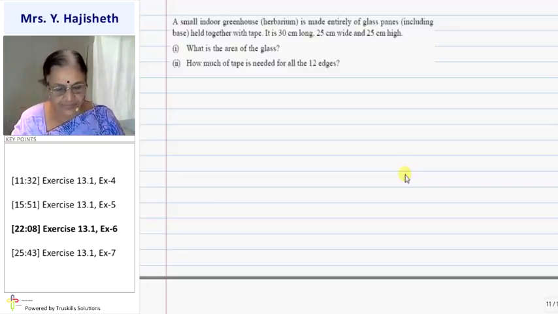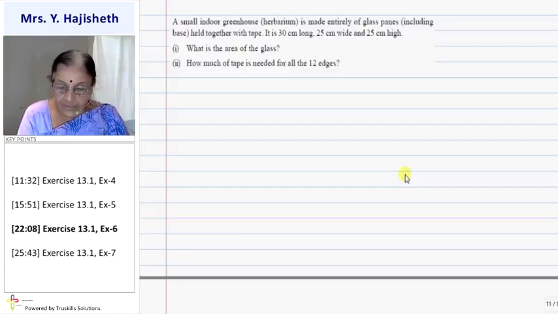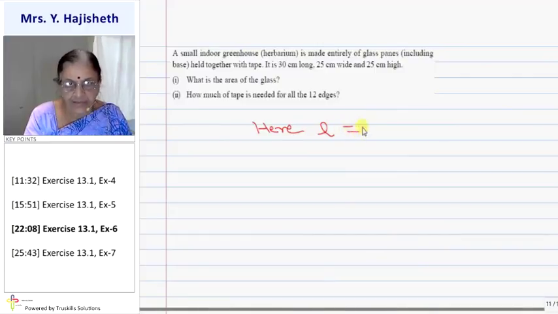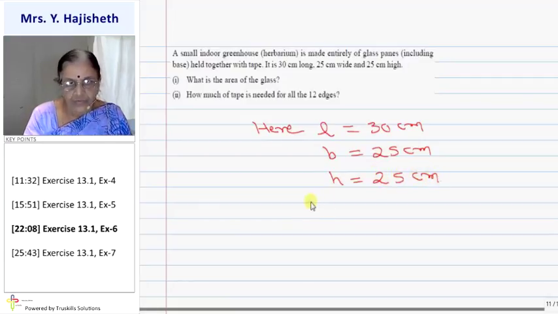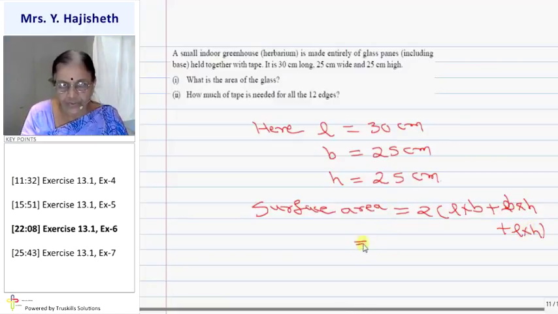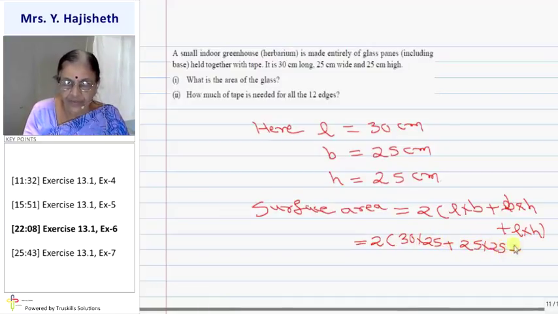Now this sum can be done by first finding the total surface area. Okay. Here what is given to you? L is given as 30 centimeter, B is given as 25 centimeter, and H is given as 25 centimeter. So first find out the total surface area. Total surface area is equal to 2 times (L into B plus B into H plus L into H). Okay, you know the formula. Put the value. It is 2 times (30 into 25 plus 25 into 25 plus 30 into 25).